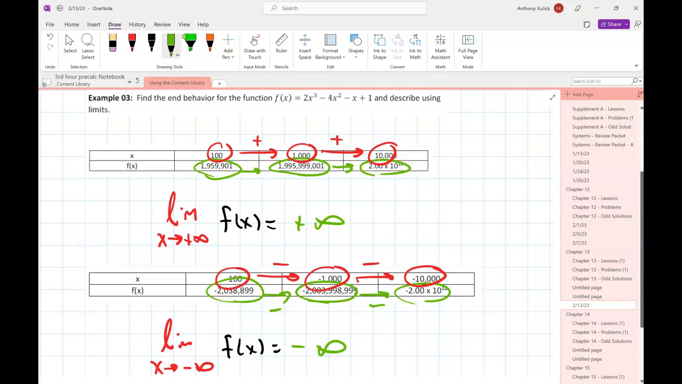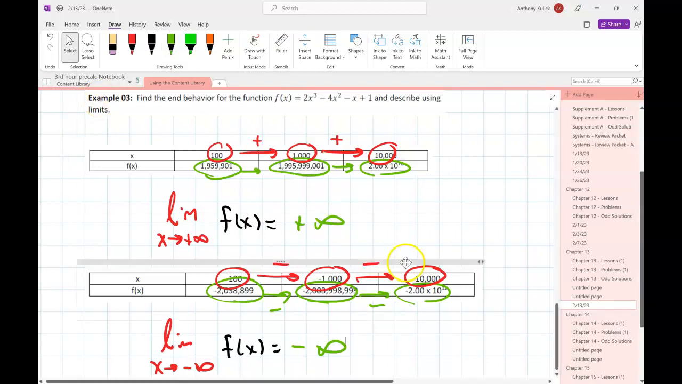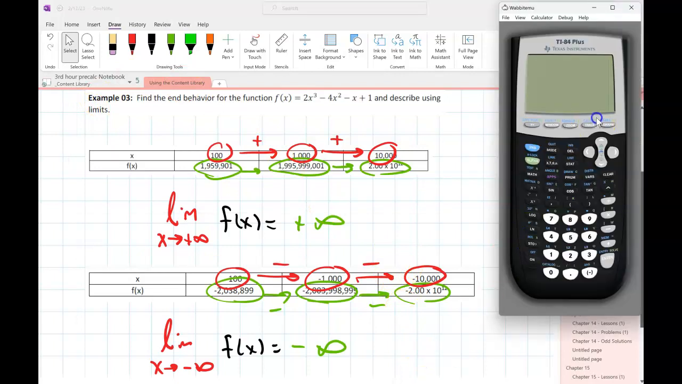Now, what's the likely question? How do I get that table out of my calculator? Well, the easiest way to do this is we're just going to go in and type in our function into that y equals menu, just like we've done a bunch of times before.